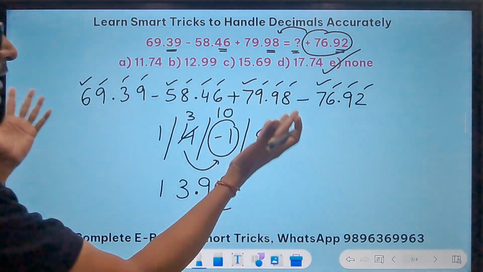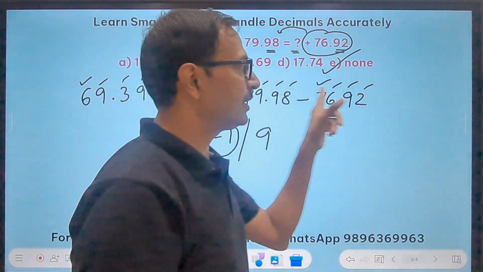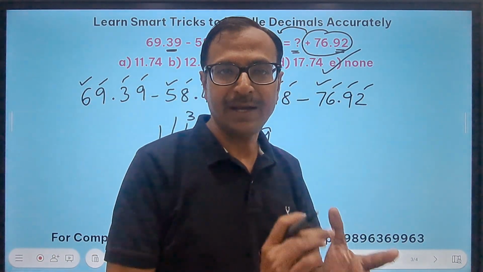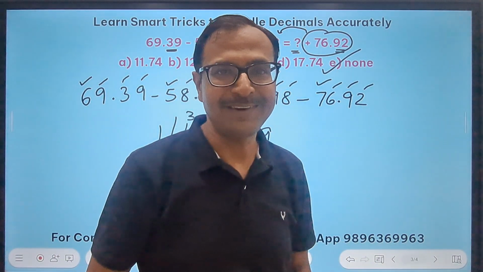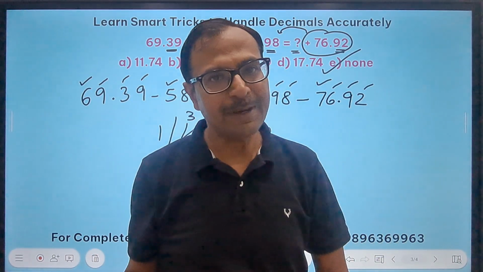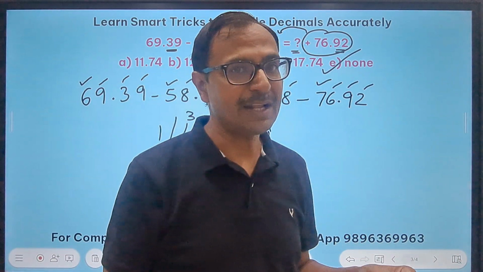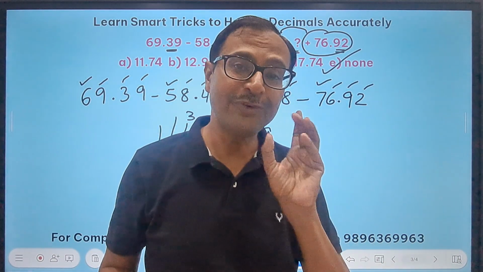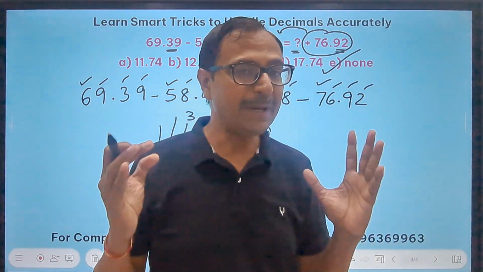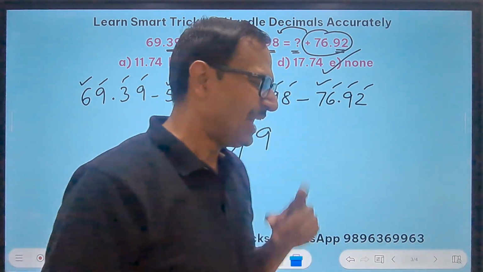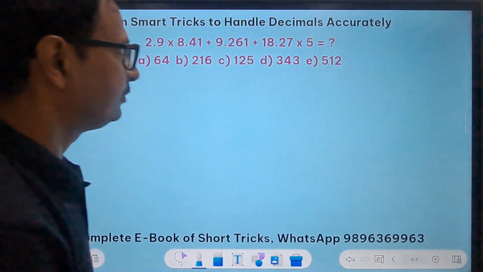Right? So how could I crack this question without writing all the decimals one below the other? I use the corresponding digit method. Whether it is plus or minus, you can find the final answer for the sum or the difference very easily, even if there are big decimals, right? Okay, let's see one more trick.